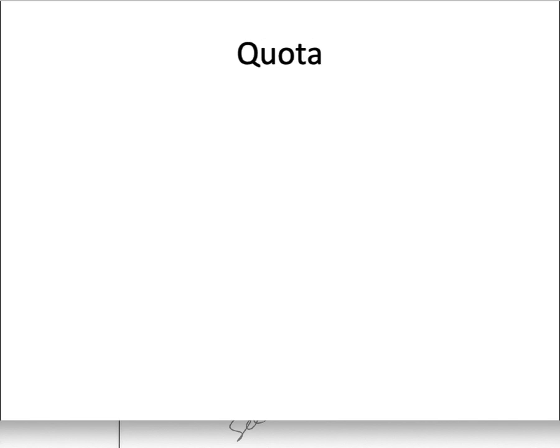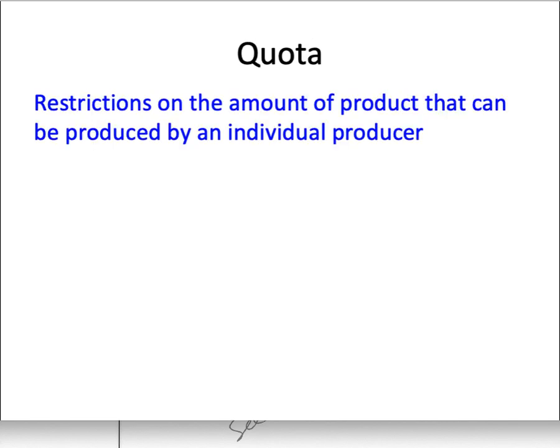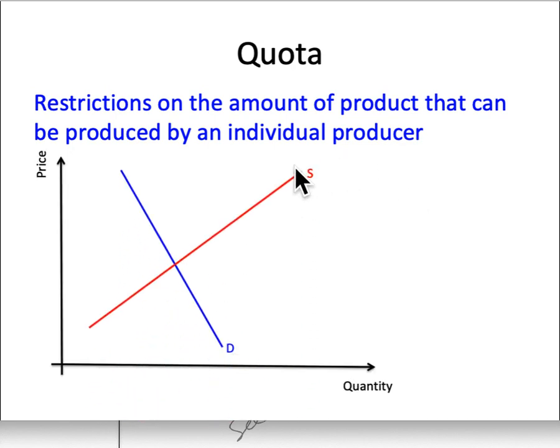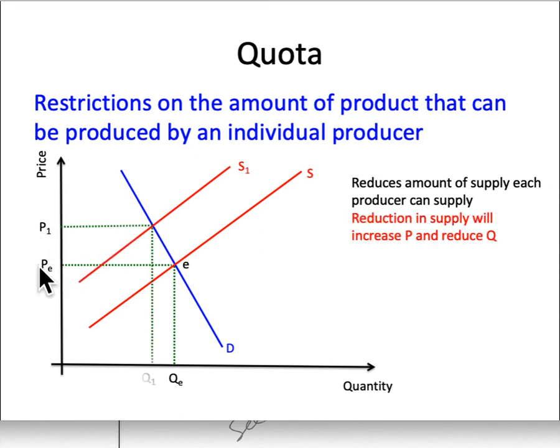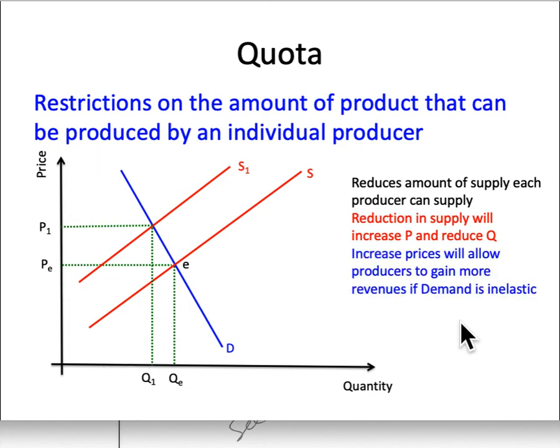The last of the four theories we're talking about is quota, and quota is the restriction on the amount of a product that can be produced by an individual producer. What does this mean? So we have supply here, and we're restricting how much each producer can produce, and therefore supply is going to go down. Okay, so if we reduce supply here, what's going to happen? Prices are going to increase. So if prices increase, quantity demanded is going to go down.